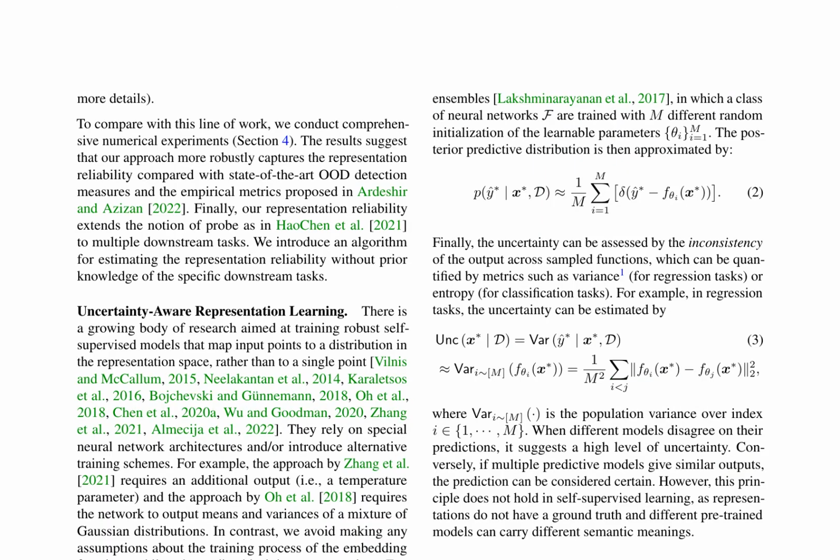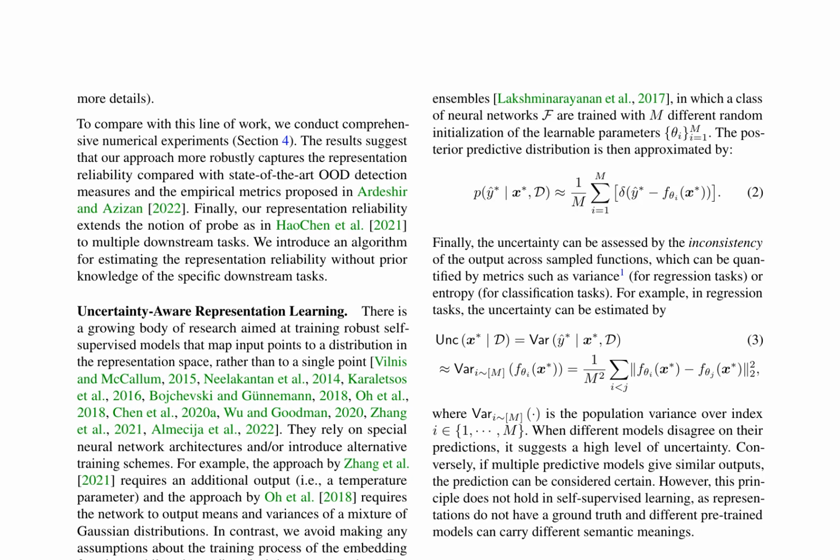Here is a combined summary of pages 3 and 4 of the research paper. The authors discuss the concept of representation reliability in self-supervised learning, which measures the consistency of representations assigned by pre-trained models across various downstream tasks. They introduce an algorithm for estimating representation reliability without prior knowledge of specific downstream tasks. The approach extends the notion of probe from Hao Chen et al. 2021 to multiple downstream tasks.